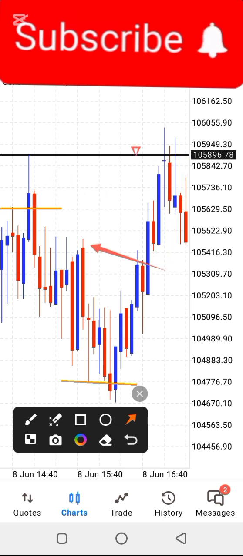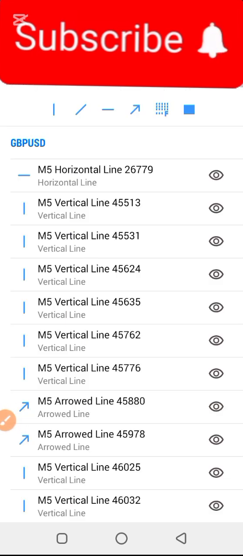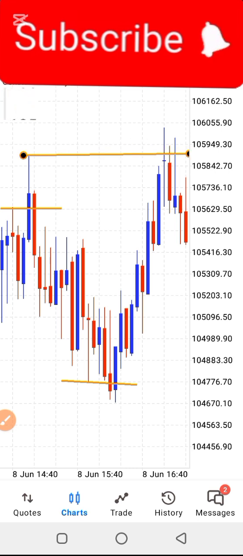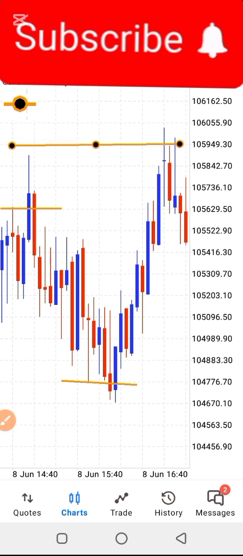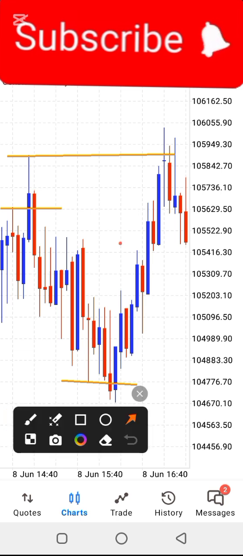So let me delete this and place something like this. I want to mark it out so it can be clear for those of you that are watching. So this is a high right here, and the liquidity got swept right here. Now for me to enter a trade, I need to see a candle close beyond another candle in the downwards direction so I can take my sell.